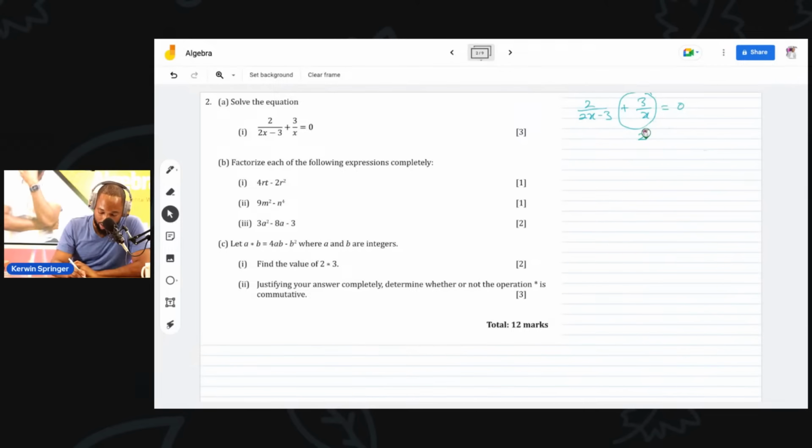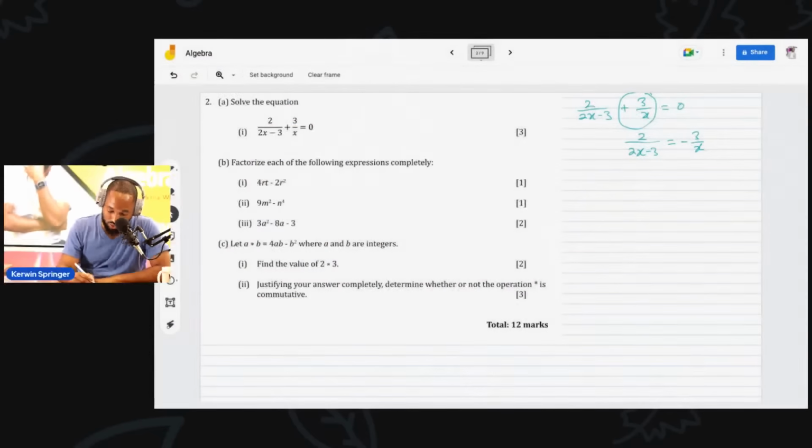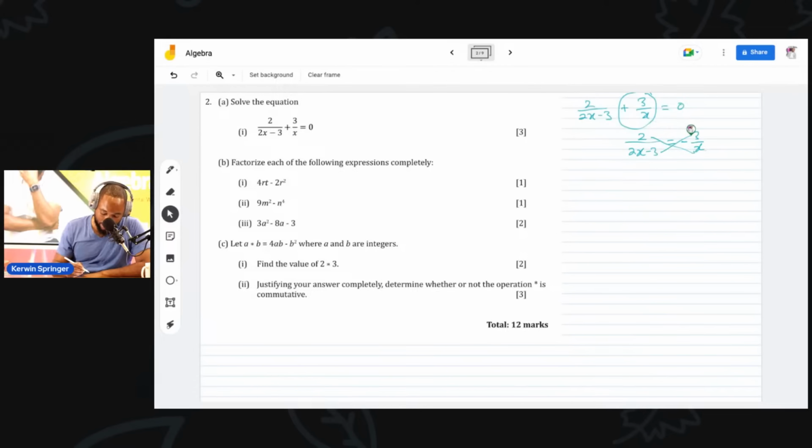So can you see that this will be 2 over 2x minus 3. When you bring it across, you get negative 3 over x. Then we do that kind of cross multiplying. So the 2 will multiply by the x and the 3 will multiply by that. So you're going to get 2 by x, and let's have the 3 take the negative sign. So this is going to be negative 3 by 2x minus 3.